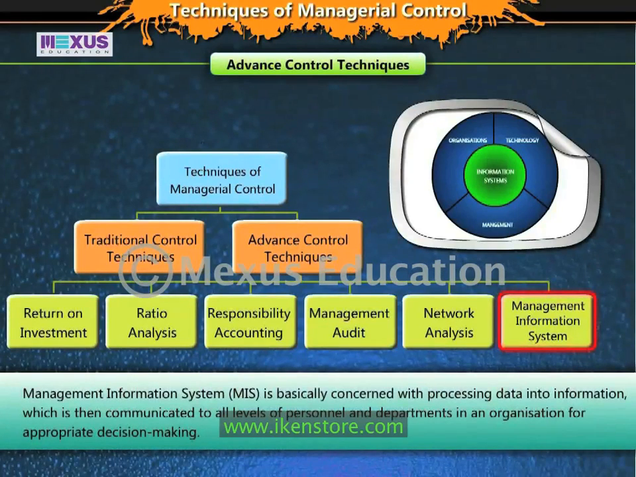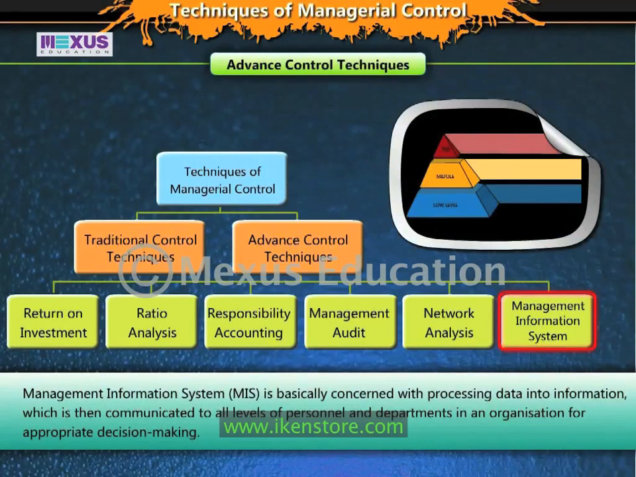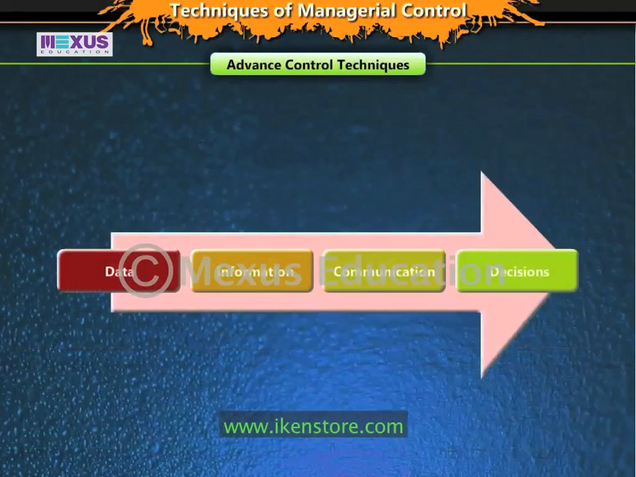Management Information System, or MIS, is basically concerned with processing data into information which is then communicated to all levels of personnel and departments in an organization for appropriate decision-making. It provides the right type of data and information to the top management at the right time so that they can formulate appropriate control techniques in case of deviations from standards.